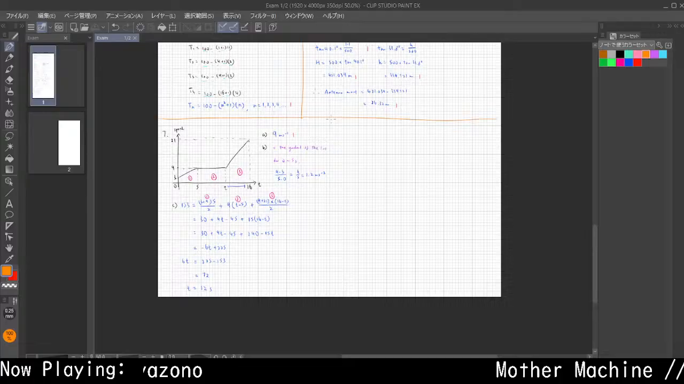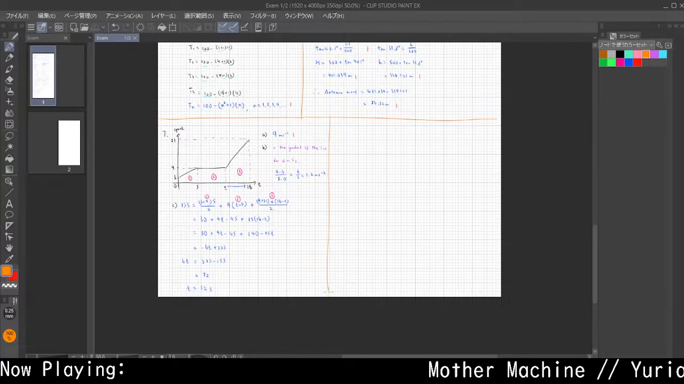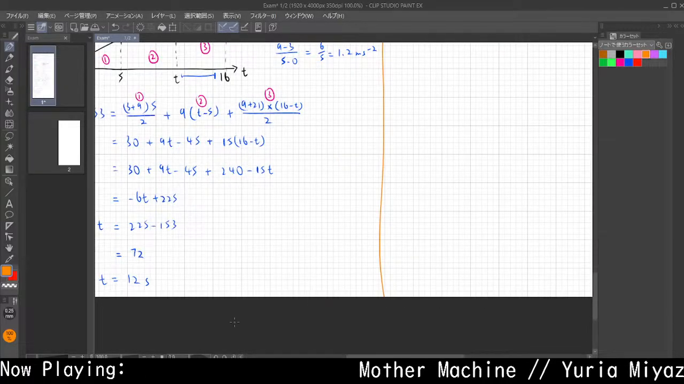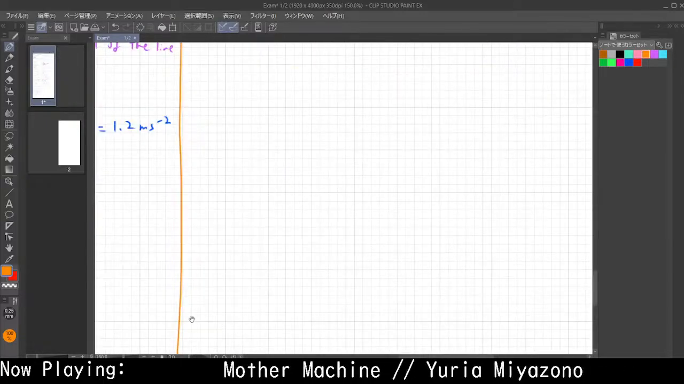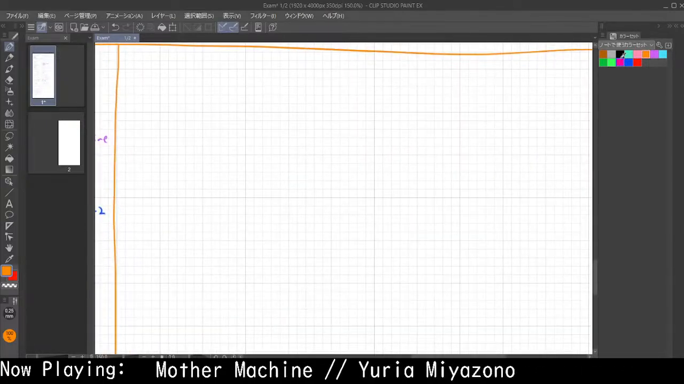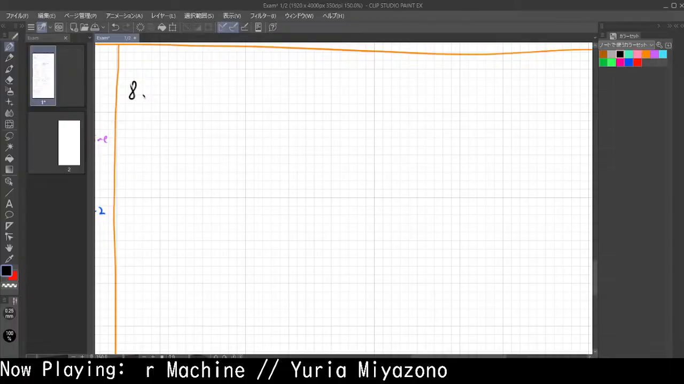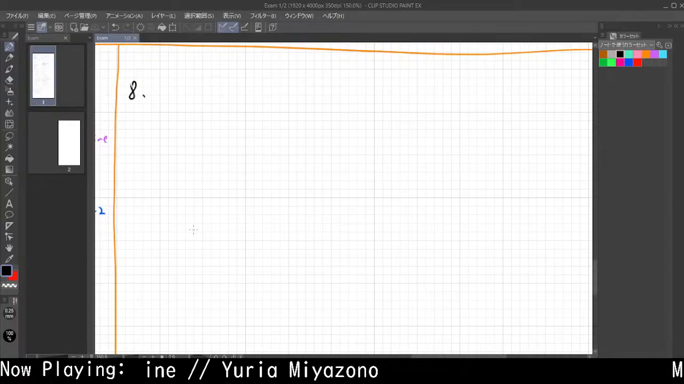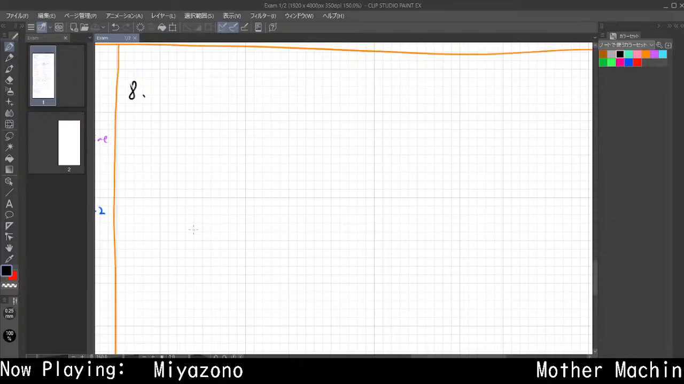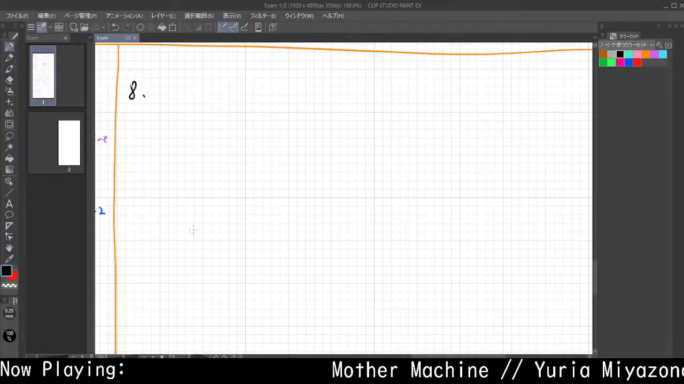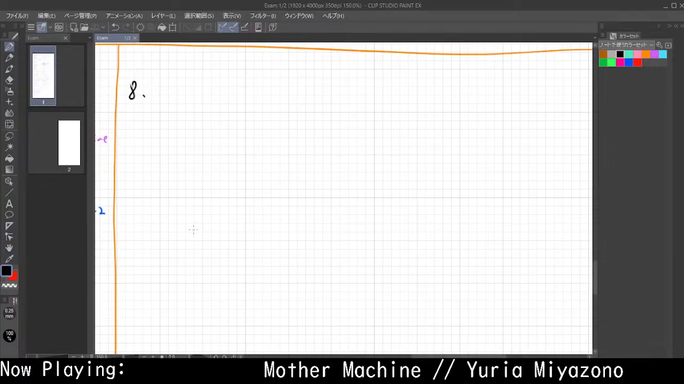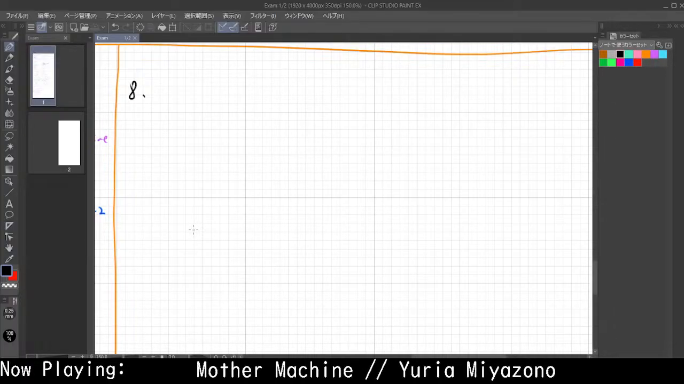Okay, next question. Q8. Okay, let me see. Oh, this one is a bit wonky. The schema is quite confusing, but I'm just gonna teach you the way I know it.